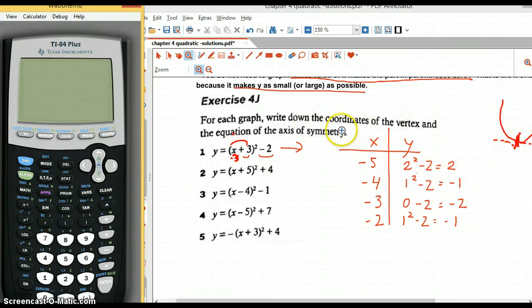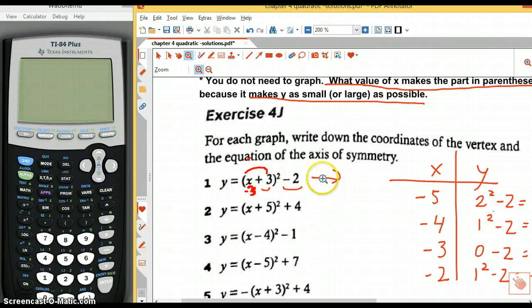So they asked us for the coordinates of the vertex. The coordinates of the vertex is, oops, let's go back to the pen. That's the point negative 3 comma negative 2. Okay, and we can also find that by graphing. So let's do it using graphing.